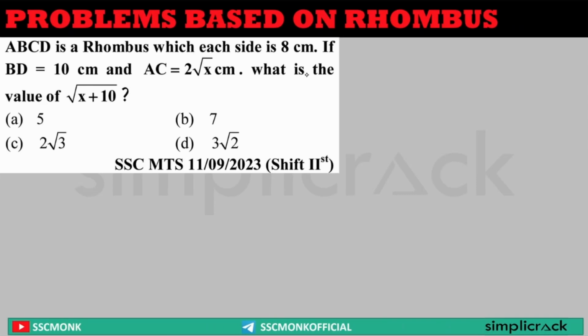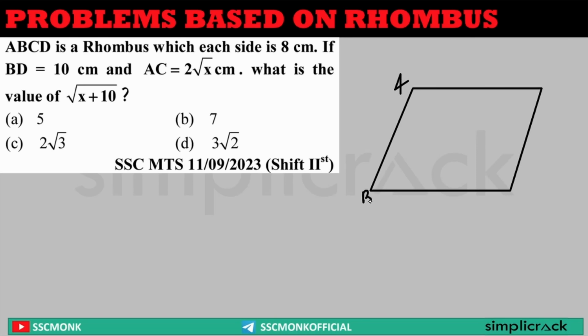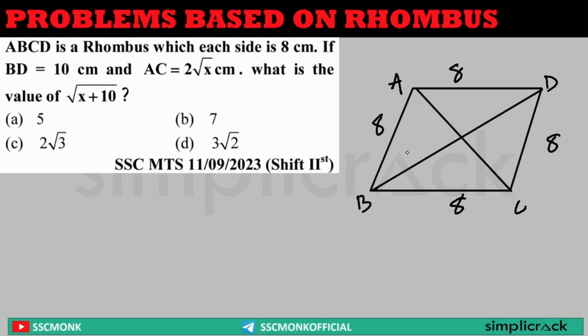Next. Problem based on rhombus. ABCD is a rhombus such that the side is 8 cm. If BD is 10 cm and AC is 2 root x centimeter, find the value of root of x plus 10. So let's say this is a rhombus. That means each side is equal. So this is A, this is B, this is C, this is D. So it is saying BD is equal to 10 cm, AC is equal to 2 root x centimeter, each side 8.